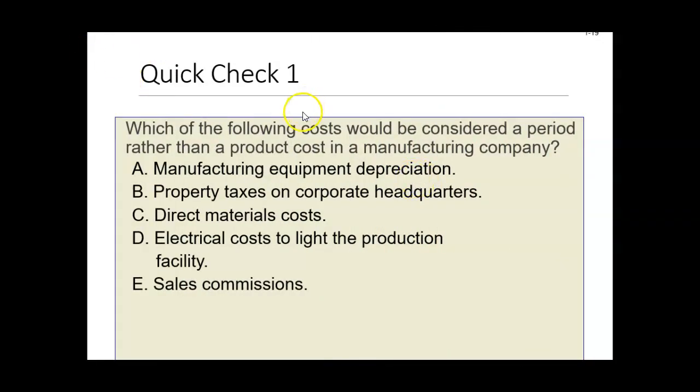Which of the following costs would be considered a period cost rather than a product cost in a manufacturing company? And I'll give you a hint, you may have more than one correct answer. So again, which costs would be considered a period cost rather than a product cost? Again, you think about your period costs as your selling expenses and your administrative expenses. So which ones did you pick? A, B, C, D, E?